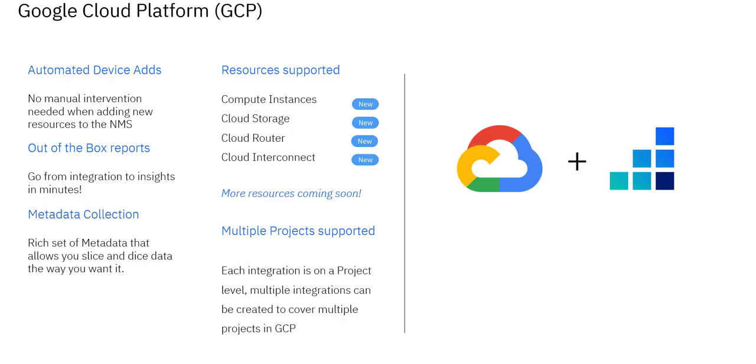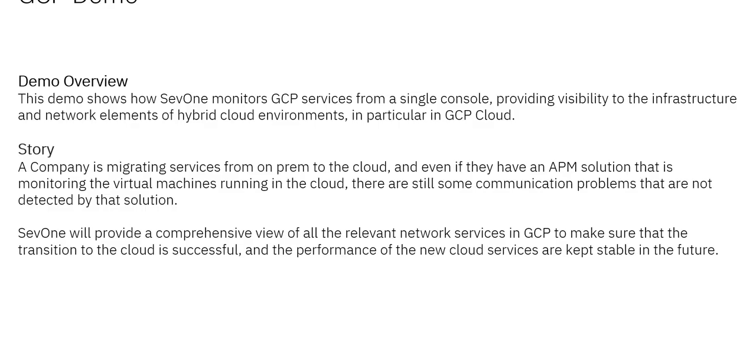As you can see here, SafeOne can monitor compute instances the same way other tools can, but we also focus on other network aspects, as well as storage, routers, or interconnects. So the following demo shows how SafeOne monitors GCP services from a single console, providing visibility into the infrastructure and network elements of hybrid cloud environments, in this case, of Google Cloud Platform.